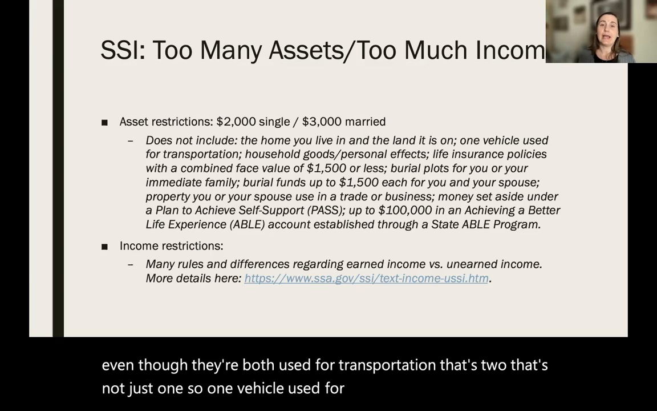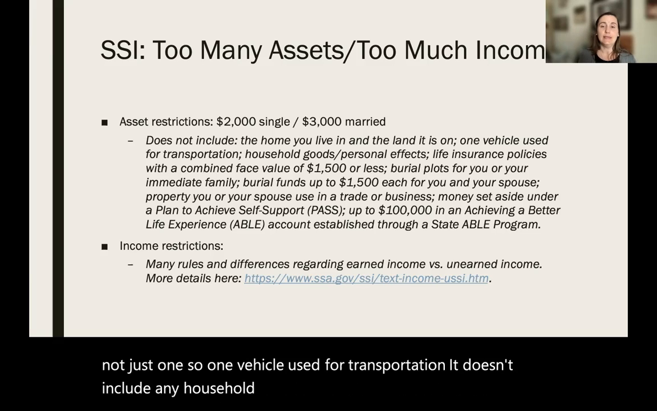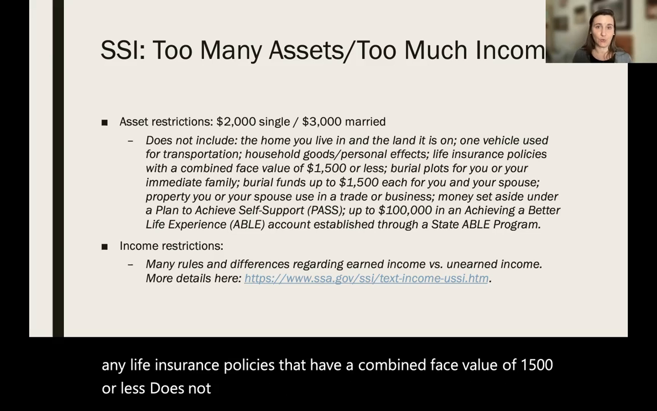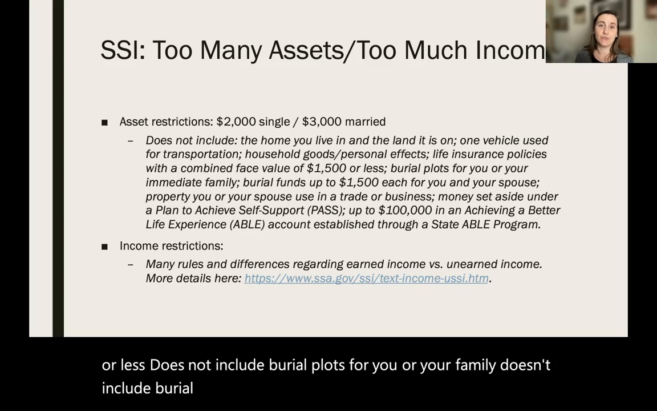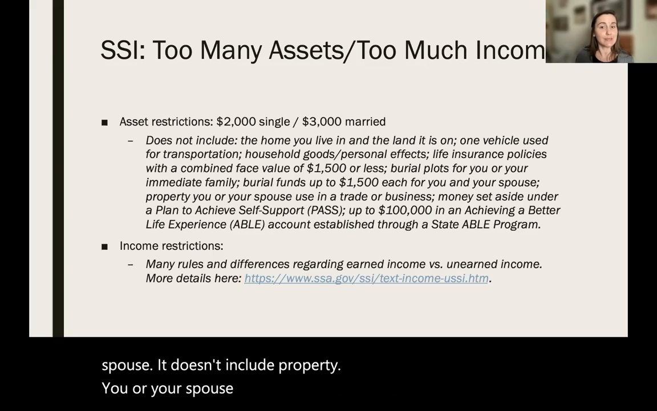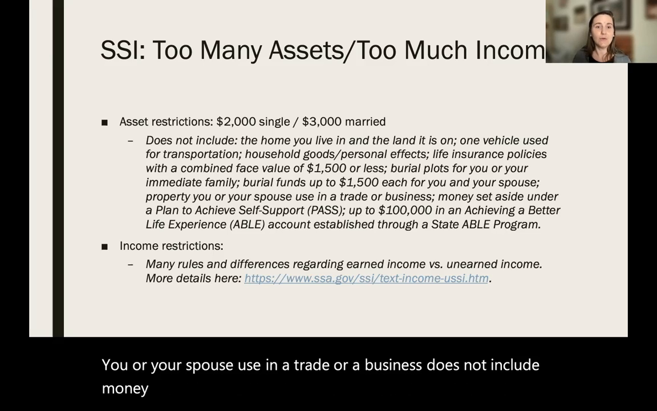It doesn't include any household goods or personal effects. Does not include any life insurance policies that have a combined face value of $1,500 or less. Does not include burial plots for you or your family. Doesn't include burial funds of up to $1,500 for you and your spouse. It doesn't include property that you or your spouse use in a trade or a business. Does not include money that's set aside under a PASS account, which is a plan to achieve self-support.